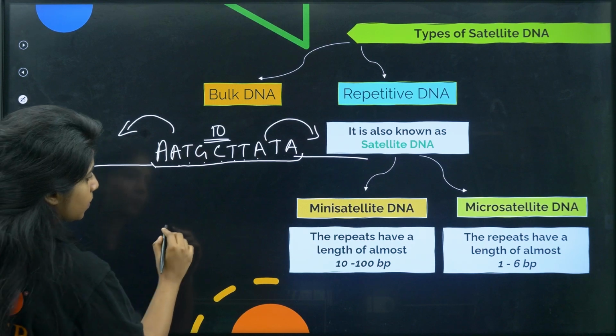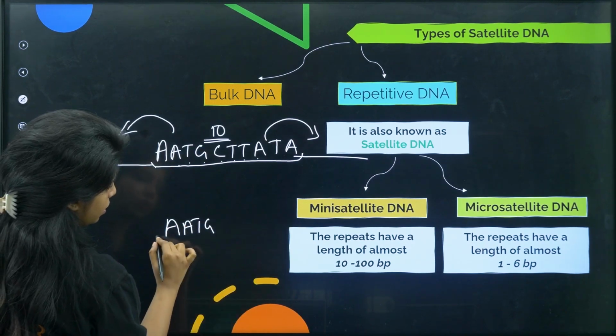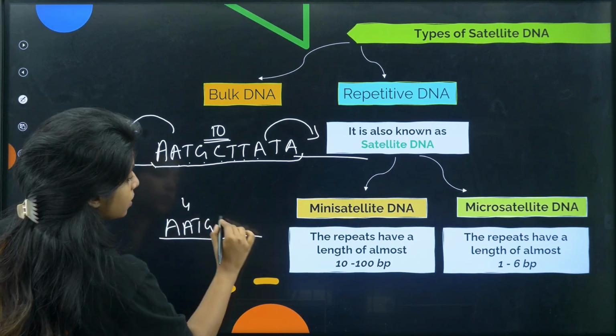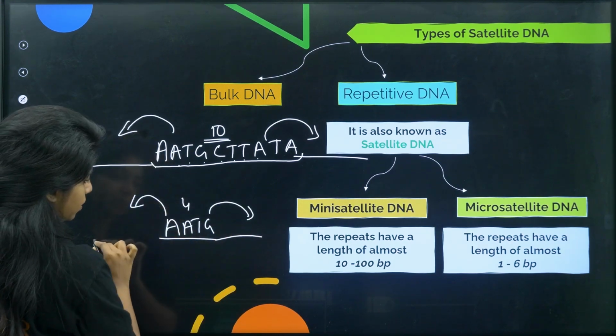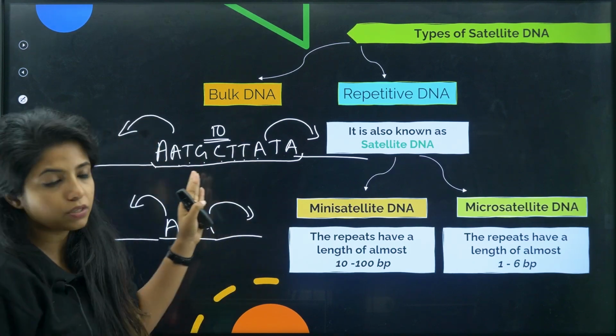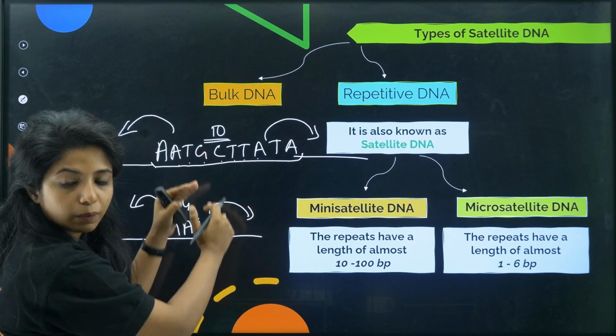Now take another instance where I have AATG. How many bases are there? 1, 2, 3, 4. I just have 4. Now I am saying that this is getting repeated, this is also getting repeated. How can I differentiate between mini satellite and microsatellite? Both are repeated sequences. Here also this is getting repeated, this is also getting repeated. How can I differentiate between them?